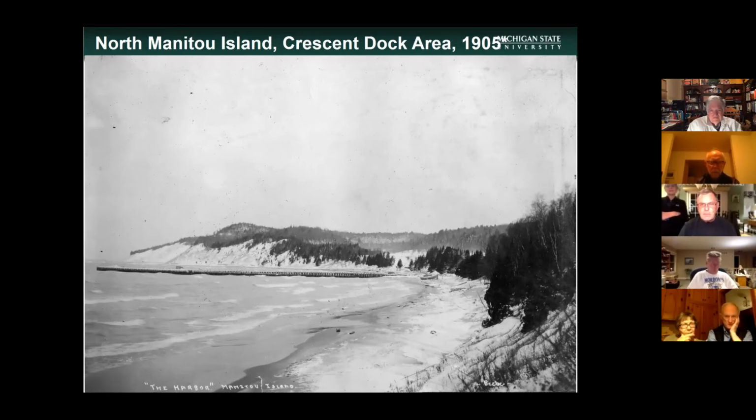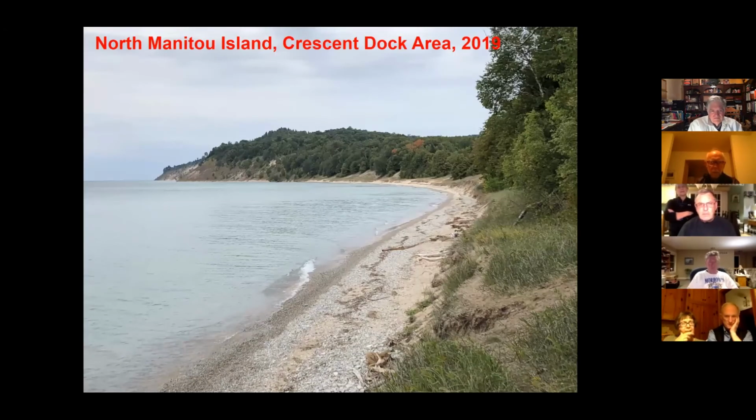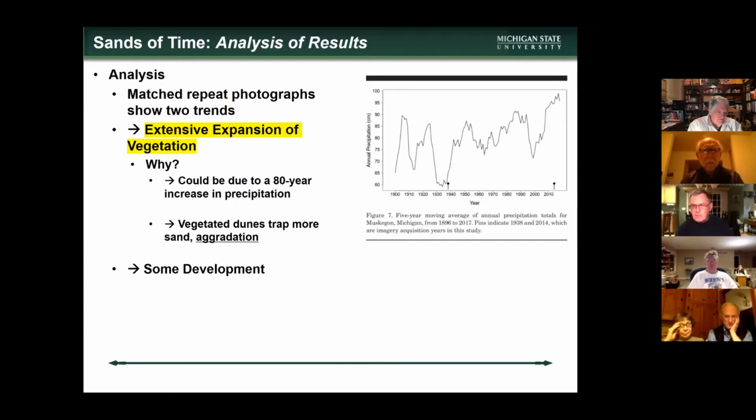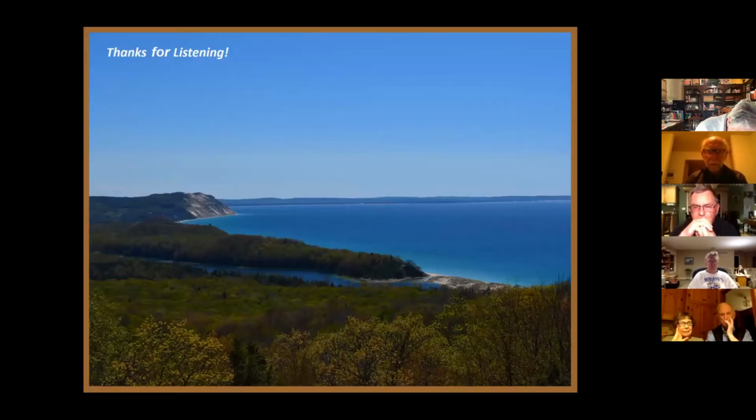So pretty cool stuff. And what he's able to demonstrate is that there's been a lot of expansion of plants across these dune faces in the last century. It's probably related to gradually more precipitation, which is causing the dunes to gradually stabilize. So that tells us something about how these things are responding. It's pretty fun. Hopefully we can use it to apply to the past as well. And with that, I think I am done.